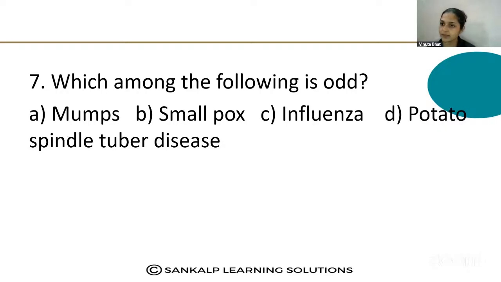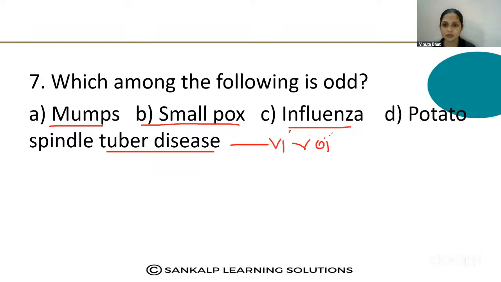Option D is the correct answer. Here, mumps, smallpox, influenza, these diseases are caused by the virus, and potato spindle tuber disease is caused by the viroids. Yes, that is the correct answer, which is caused by the viroids.